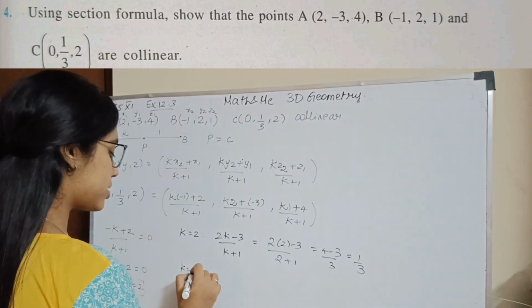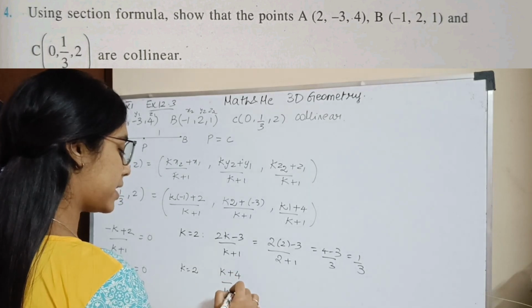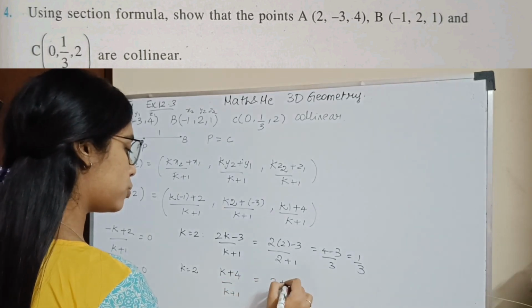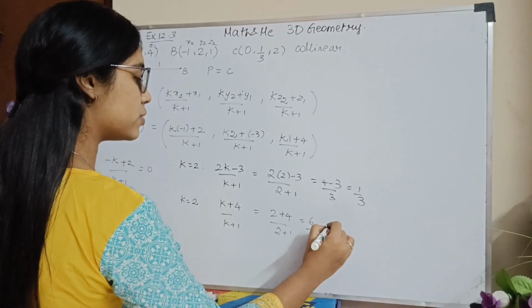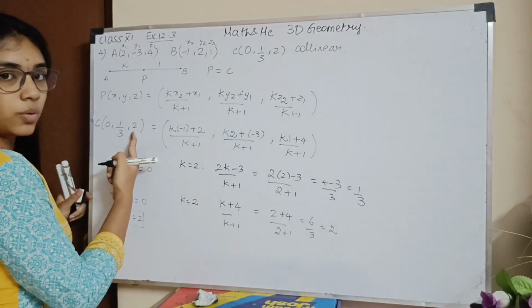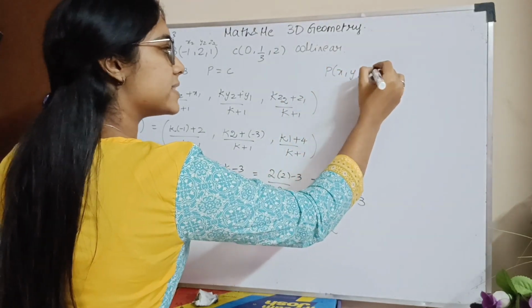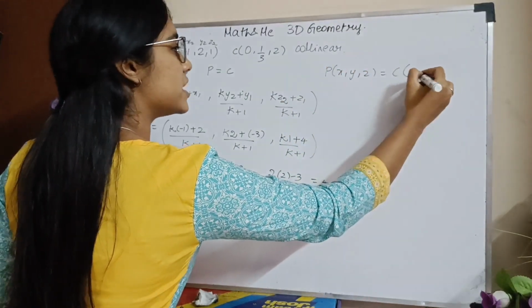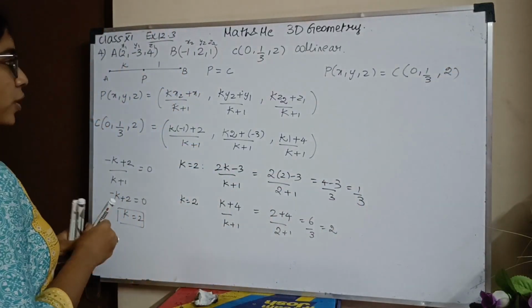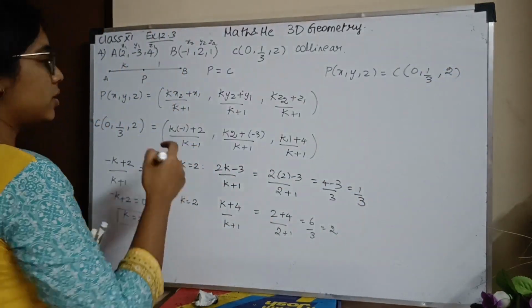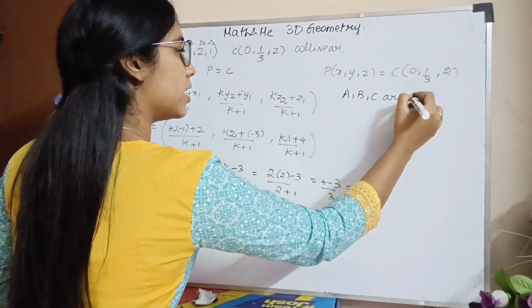In the same way, when I substitute k equals 2 in this, I have k plus 4 divided by k plus 1, which will be 2 plus 4 divided by 2 plus 1. So 6 divided by 3, which is 2, which is equal to the z coordinate of C. So I see that the coordinates of P, x, y, z, equal the coordinates of C, which is 0, 1 by 3, comma 2, which means the points A, B, C are collinear. Okay, A, B, C are collinear.